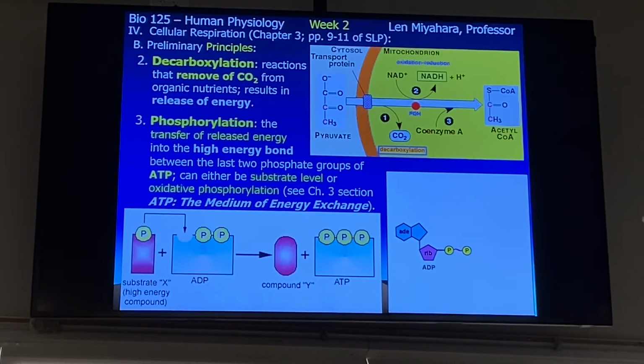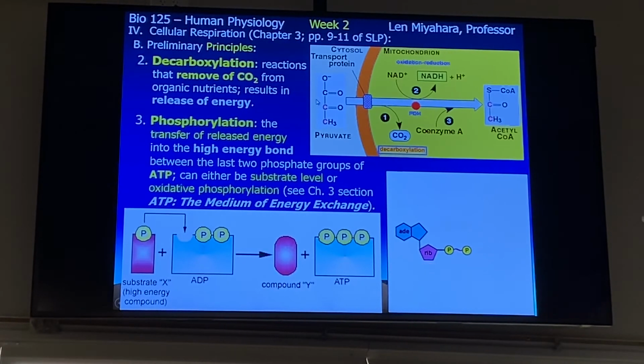Some reactions we're going to see in the 3 stages. One is a decarboxylation reaction, and that's removing a carbon in the form of CO2. That's what you're going to be breathing out. Is this anabolic or catabolic decarboxylation? Look at this figure up here.